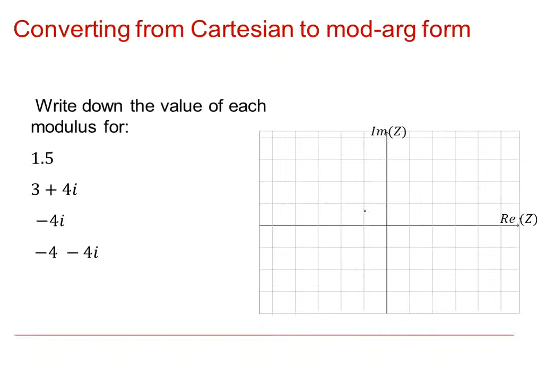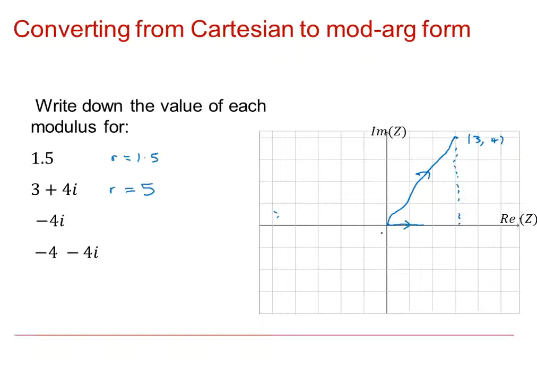So if we want to write down the modulus of the following numbers, the first one is 1.5, that's about there. So its modulus r would simply be 1.5. Next, 3 plus 4i, which is there. You can see if I just draw a little triangle there, we've gone 3 across and 4 up. The length or the modulus of that complex number must be 5. If you do Pythagoras on 3 and 4, you'd get 5.